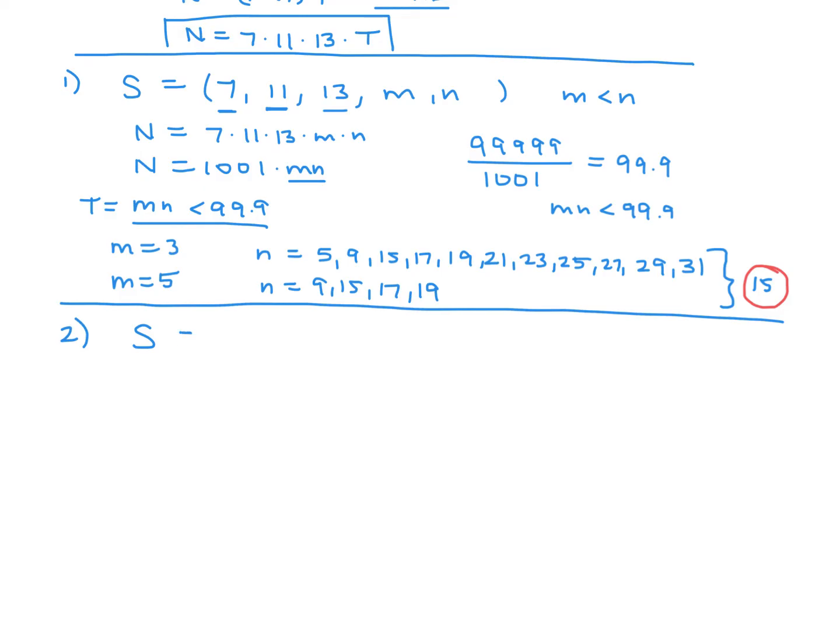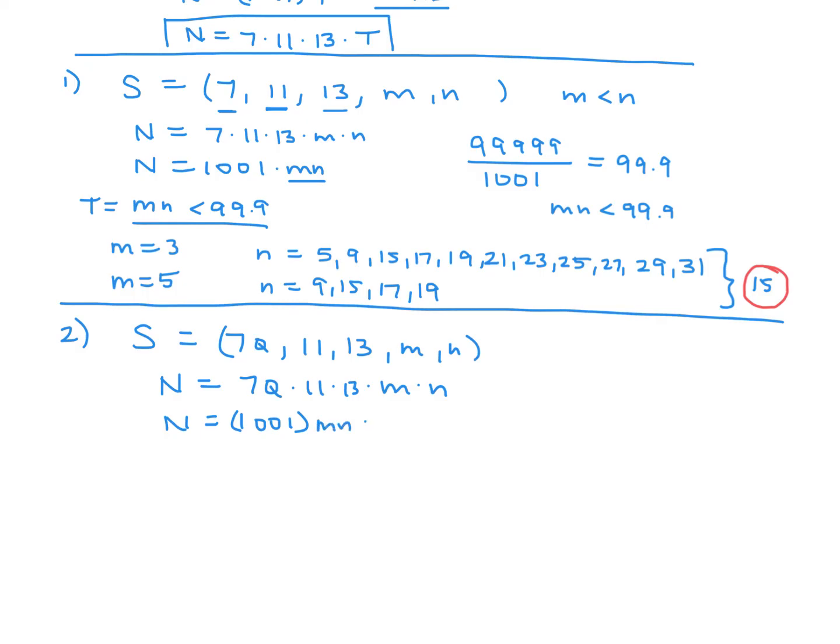The other scenario is if you have 7, a multiple of 7. So I'll put 7q, 11, and then 13, and then, again, this m in the end. And this time, when you multiply it, you'd get 7q times 11 times 13 times m times n, and that is basically 1001 times mnq. Now it's a little bit different, right? But again, as we talked about here, we have parameters that m and q have got to be less than 99.9.